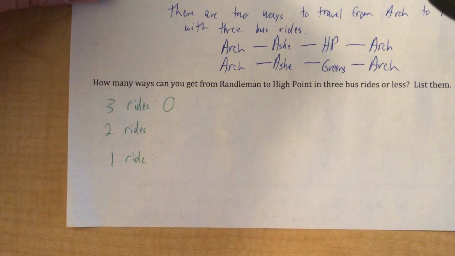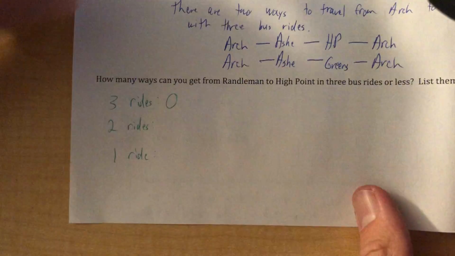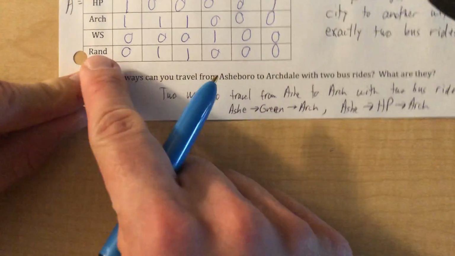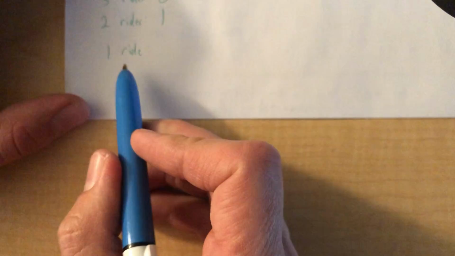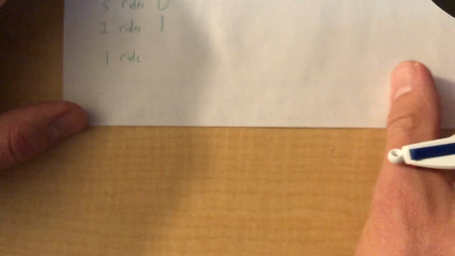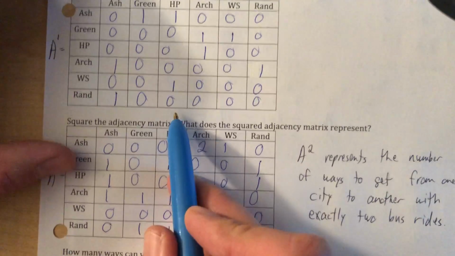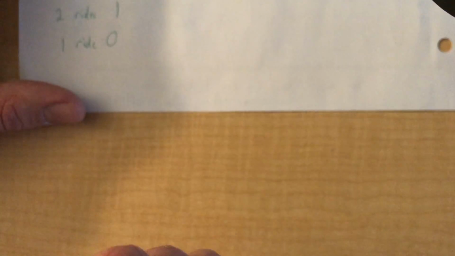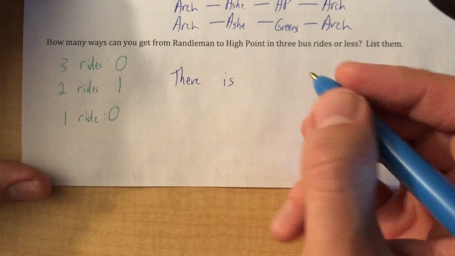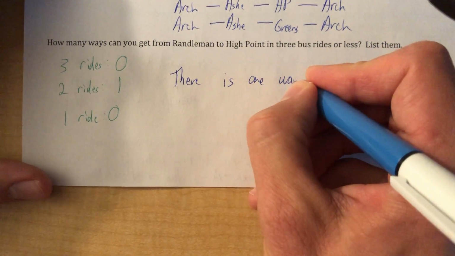I don't have to find any triple rides. All right, we're going to look for double rides now. Randleman to High Point, 1. That's it. Randleman to High Point was 1. A single ride, I don't think Randleman goes to High Point. Randleman goes to Asheboro. Randleman to High Point is not a thing. And we can kind of see that here. Randleman doesn't go to High Point. So we actually only have to find one. There's one way. Let me put this down here and put it in focus.